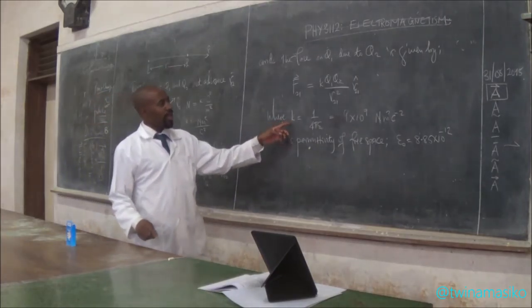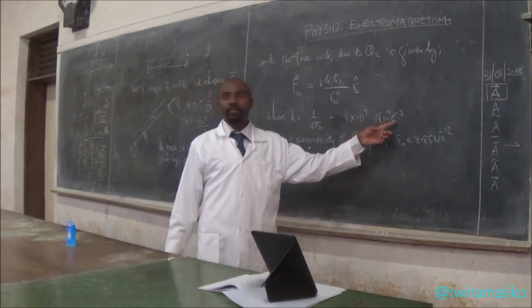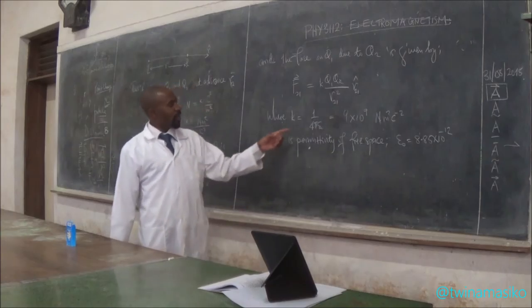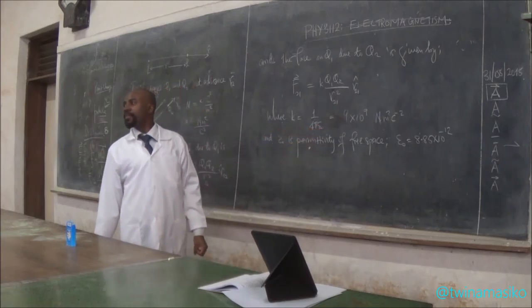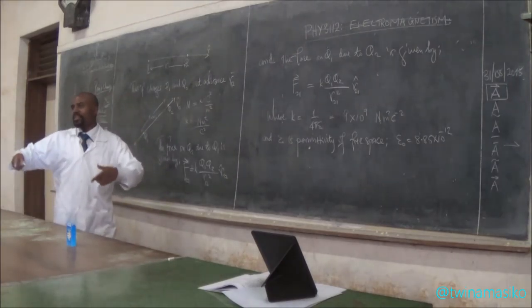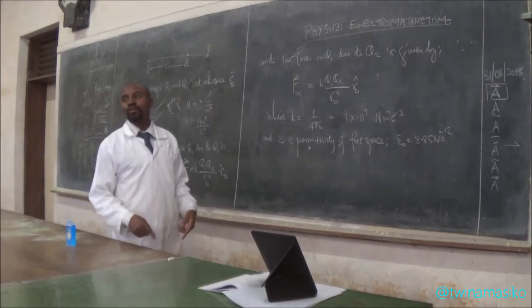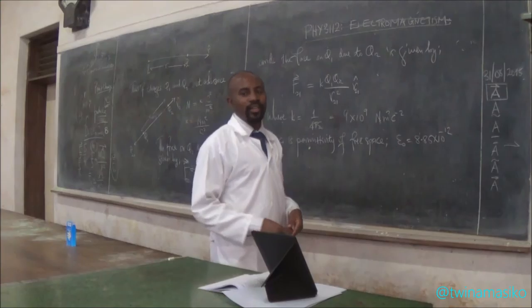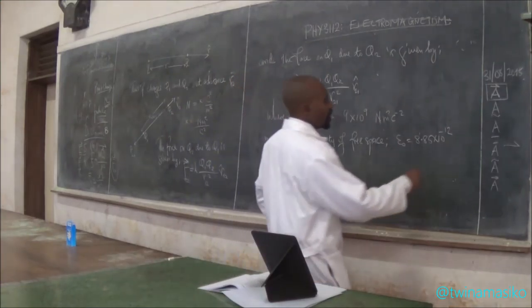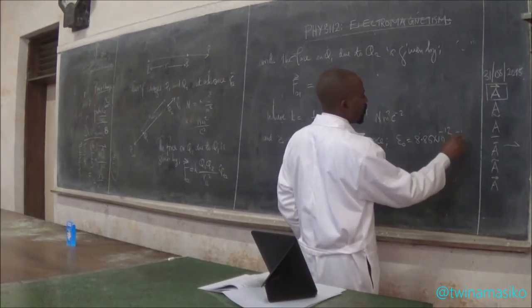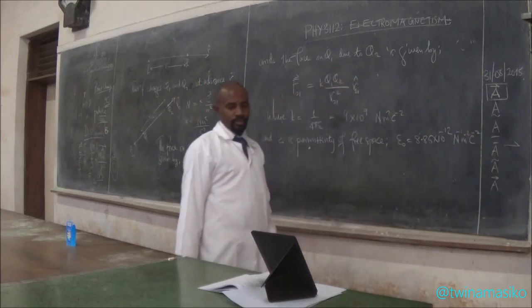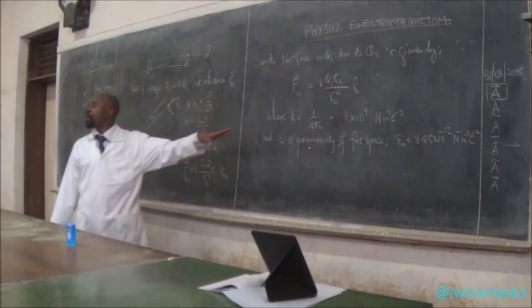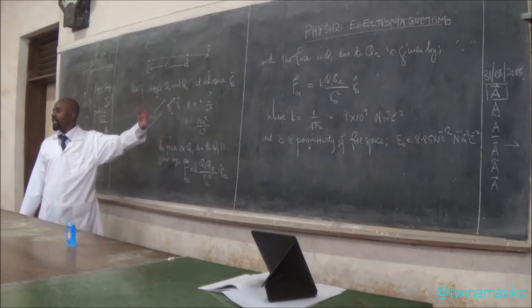The units of K are newtons meter squared per coulomb squared. What would be the units of epsilon naught? It will now be coulomb squared per newton per meter squared. So per newton per meter squared per coulomb squared. You don't need to cram anything. Everything is derived from each of these.